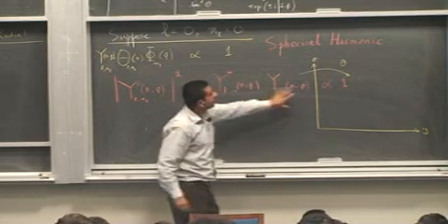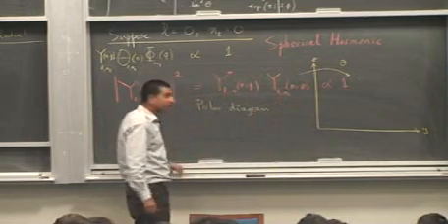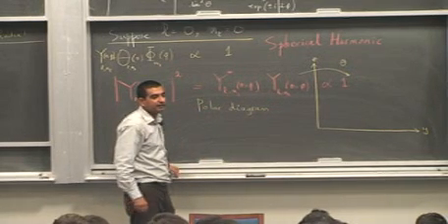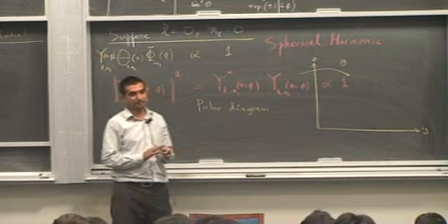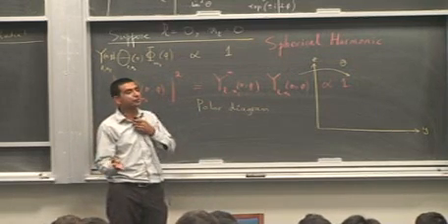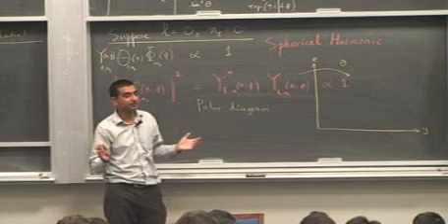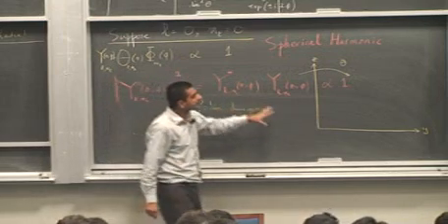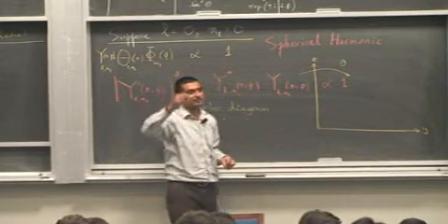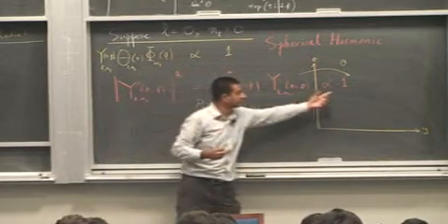So for this particular function, does it have any dependence upon theta? There is no dependence on theta. It's totally spherically symmetric. There is no dependence upon phi. Now on this plot, the distance from this origin denotes the value of the function.